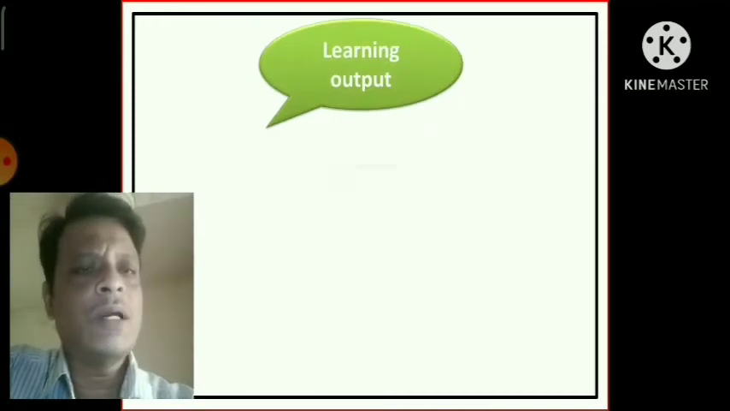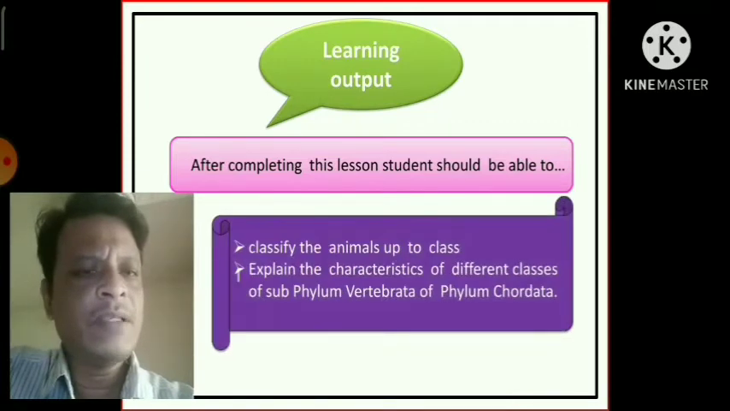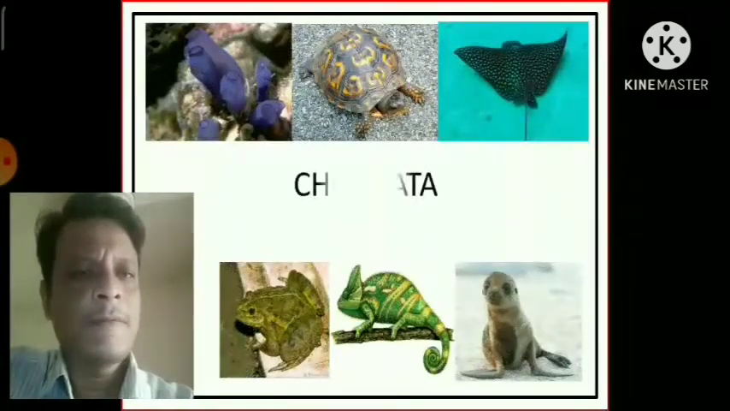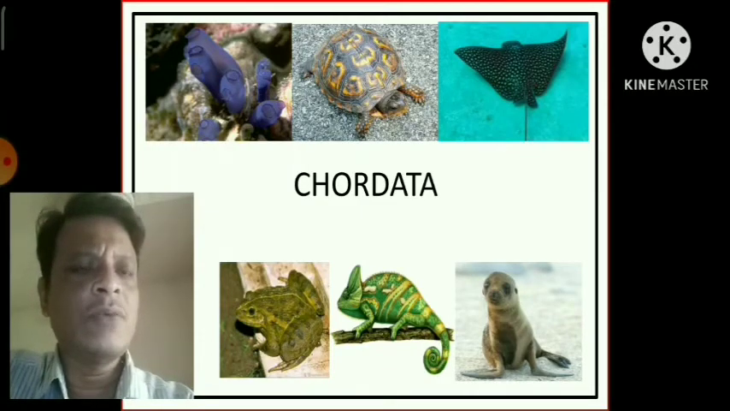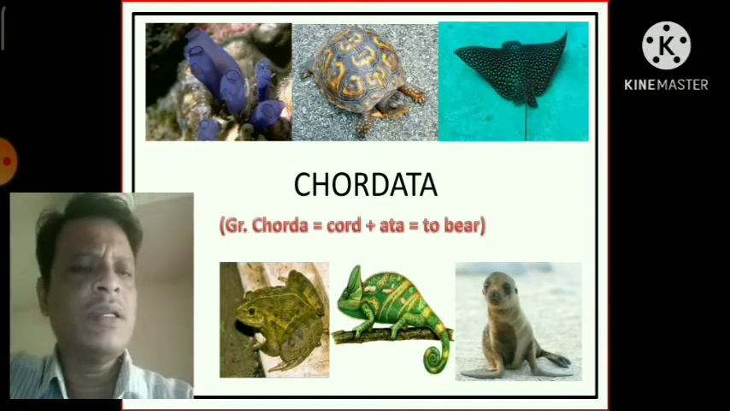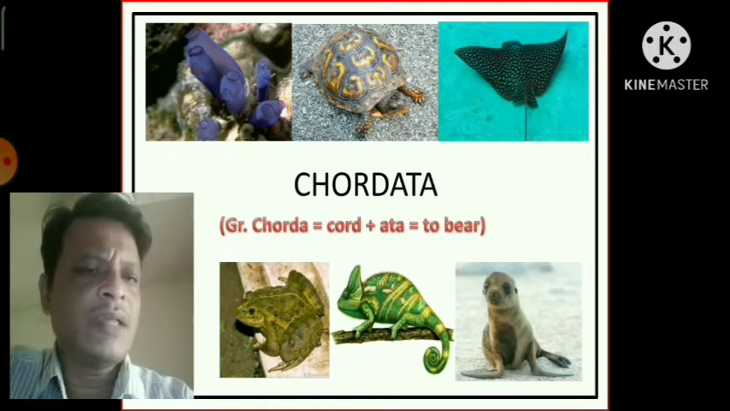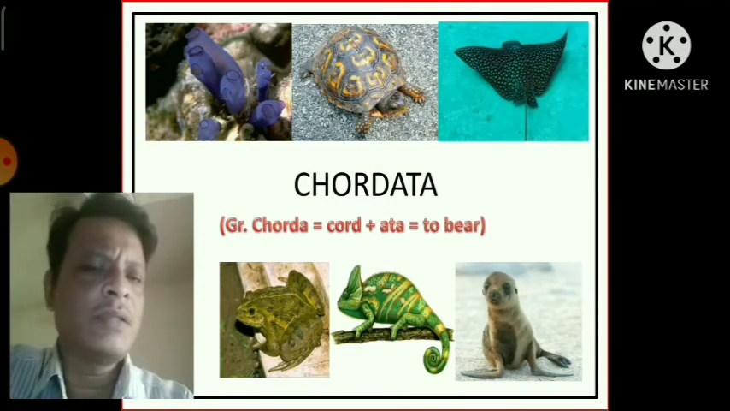Now the learning outcome. After completing this lesson, students should be able to classify animals up to class, and explain the characteristics of different classes of the subphylum Vertebrata of phylum Chordata. Now, the Chordata. The word Chordata is derived from the Greek word chorda, which means cord, and atta, to bear, because all the animals belonging to this phylum bear the notochord.